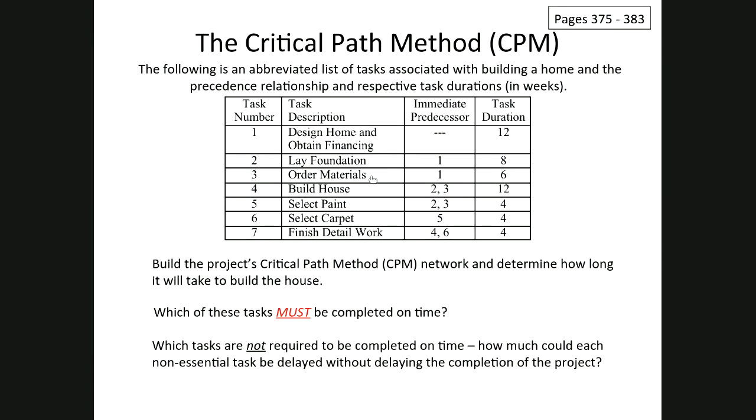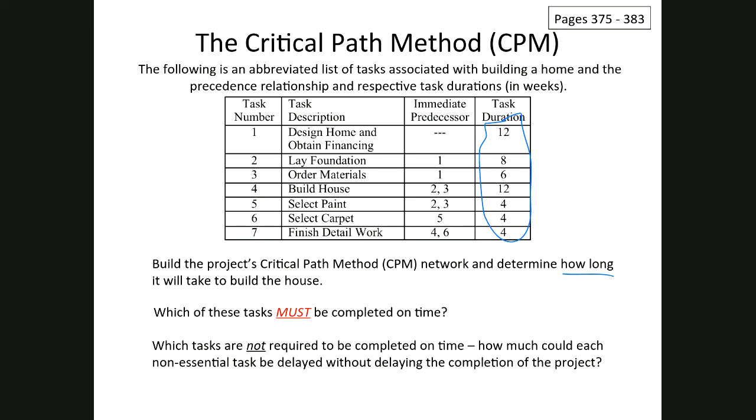And finally, column 4 is the duration. How long does each one of these tasks take? So the question is, given these durations, and these are in weeks in this example, how long is it going to take to build this house? And alternatively, we're going to be able to answer which of these tasks have to be completed on time, and which tasks are not required to be completed on time.